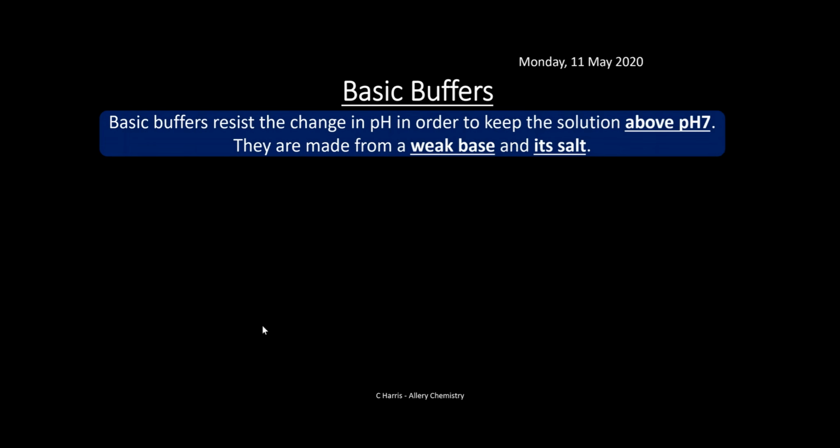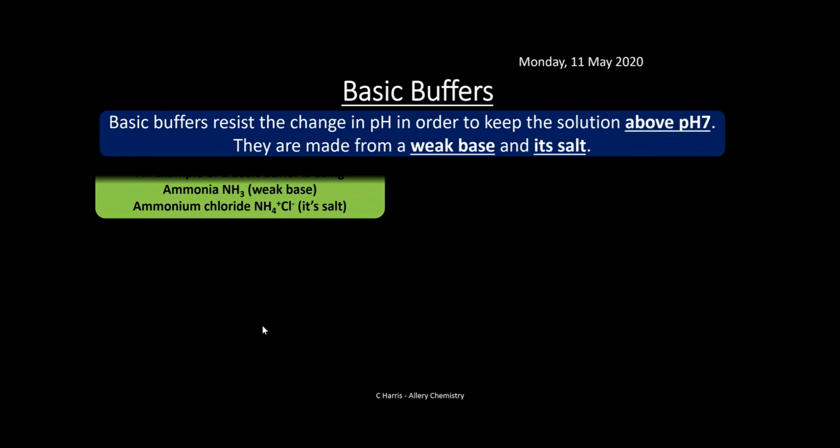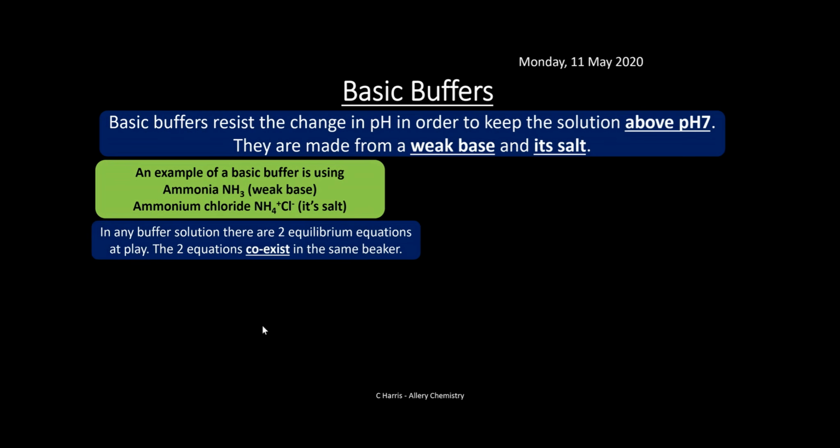So let's look at basic buffers, because I said there were two types of buffers. You've got an acidic one and a basic one. Basic buffers still resist the change in pH, but they keep the solution above pH 7, so they're keeping it basic. They're made from a weak base and its salt. Let's look at an example of a basic buffer using ammonia, NH3, which is the weak base, and ammonium chloride, NH4+ Cl-, which is its salt.